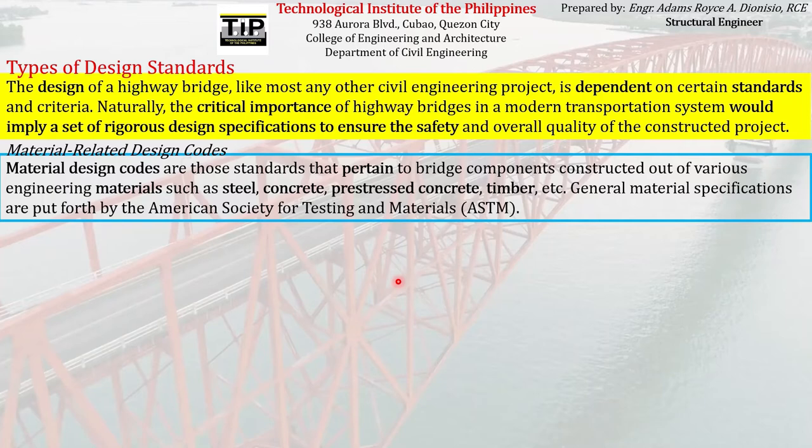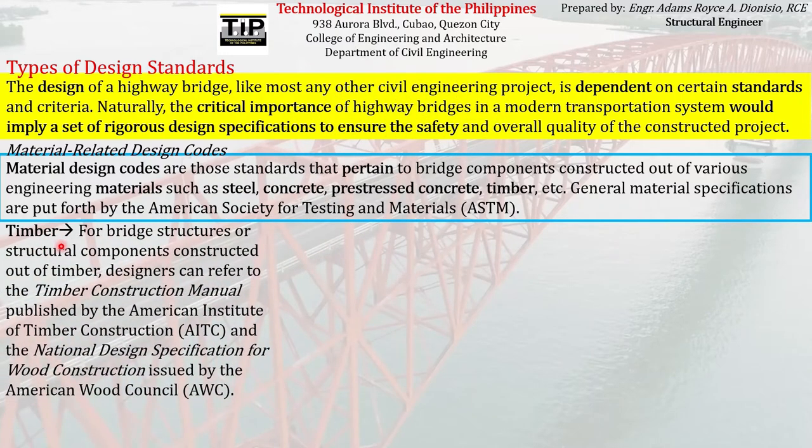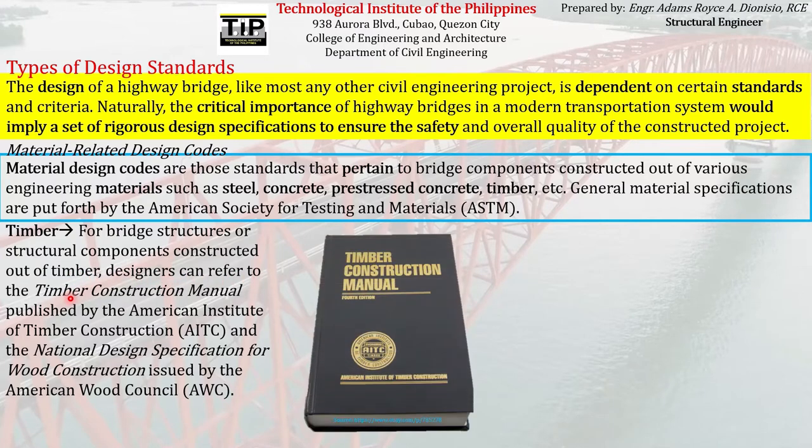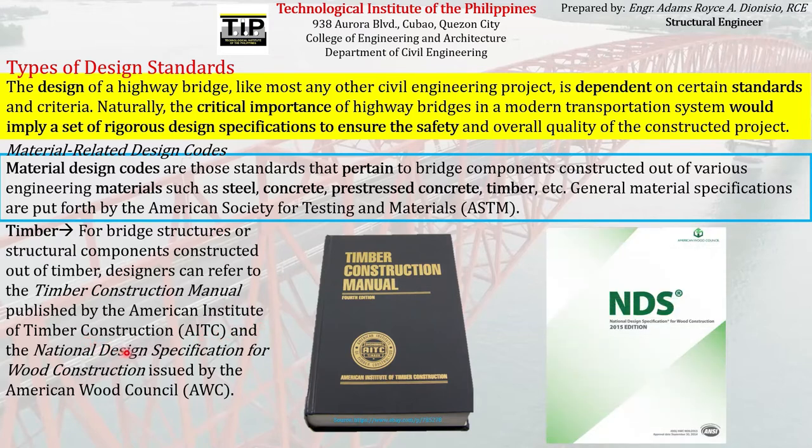The other construction material that we also have a design code for is timber. For bridge structures or structural components constructed out of timber, the designer can refer to the Timber Construction Manual published by the American Institute of Timber Construction, or AITC, and the National Design Specification for Wood Construction, issued by the American Wood Council, or AWC.